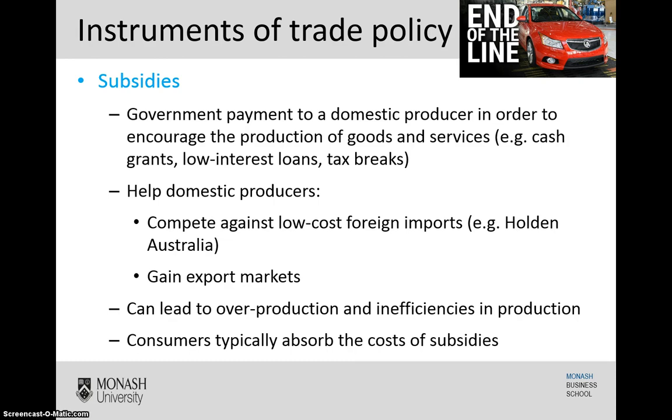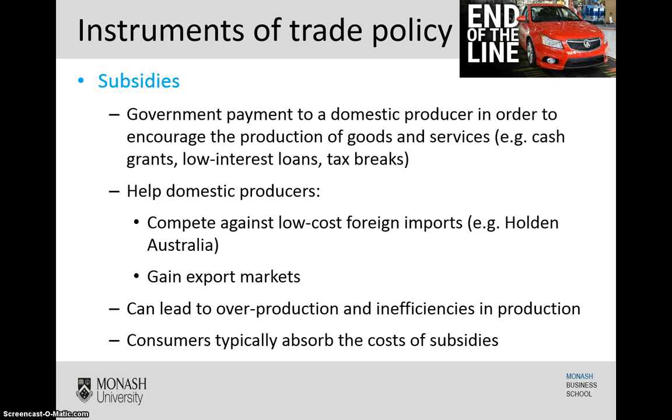So if we look at the case of Holden here in Australia, they were given subsidies by the federal government and indeed the state and local governments, to basically prop them up and enable them to compete against these foreign imports which had a lower cost structure, mainly because they were being manufactured in countries which had lower labour costs than what we have here in Australia.